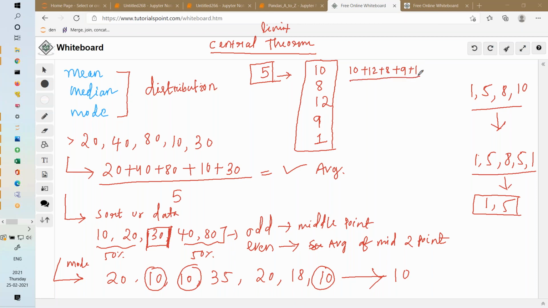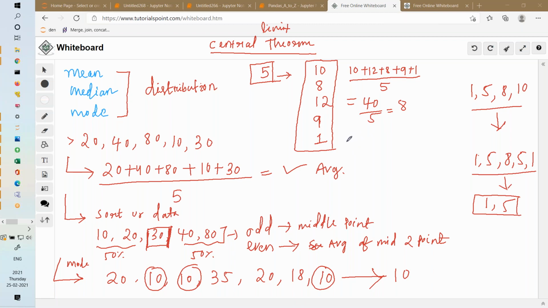Okay, so let us find out the mean, right? So what is the mean, anyone? 12 plus 10, 22 plus 8, 30, 39, 40, right? So 40 divided by 5, how much is it? 8. So it is making sense. Let me do some changes, right? Okay, so in this case it is 8. This is the mean.